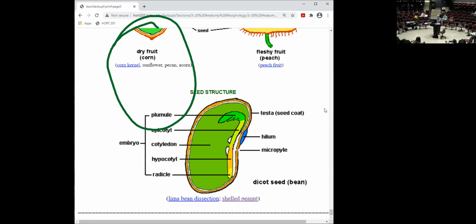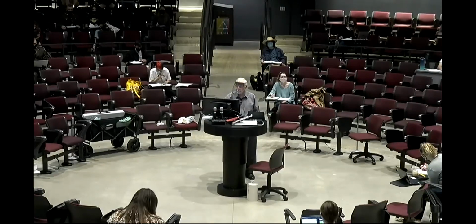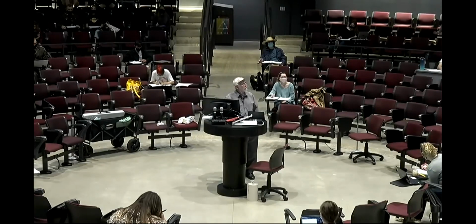Okay, so know the layers and parts of a fruit and of a seed. They are defined for you on the previous page if you are a read-write learner. Cool? Any questions about fruit, seed, or anything about anatomy? No? Okay. I'm going to stop sharing.